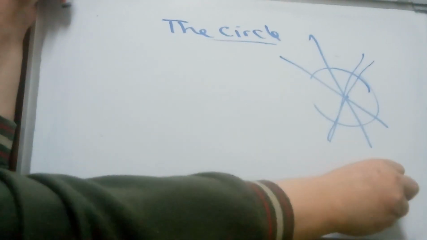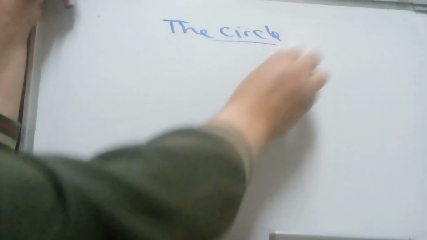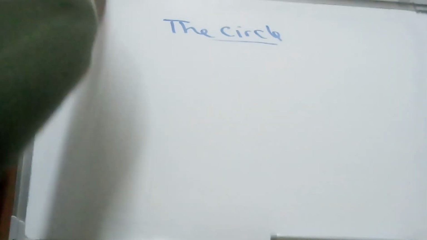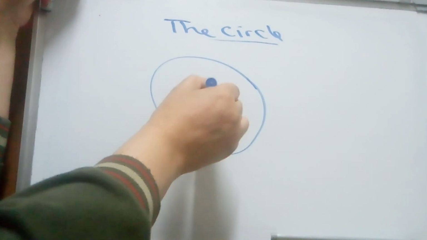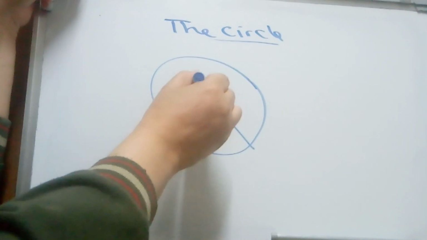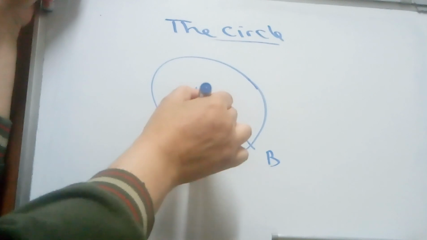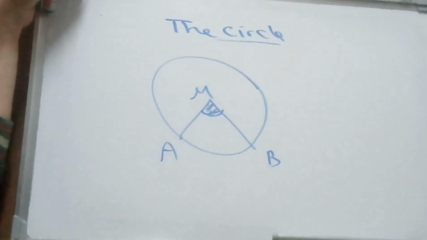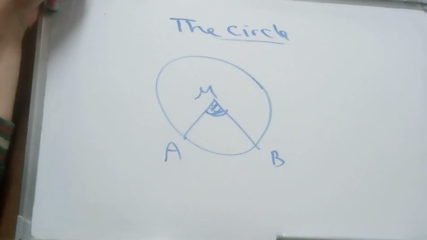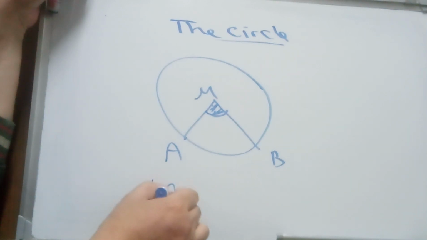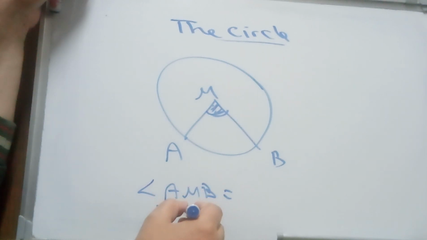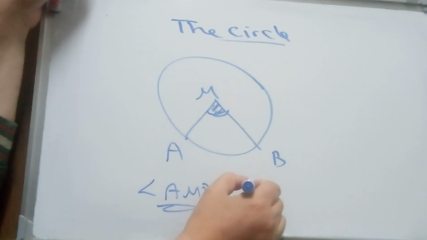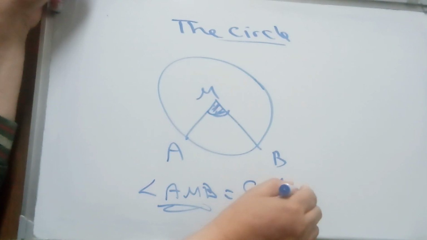Another concept, if you draw an angle, its vertex is the center of the circle, like this one, like angle AMB. لو انا عندي انجل الفيرتكس بتاعها السنتر بتاع السيركل بتاعتي بسميها ايه؟ انجل AMB. طيب انجل AMB بنوعها ايه؟ What's the kind of this angle? It is called central angle.